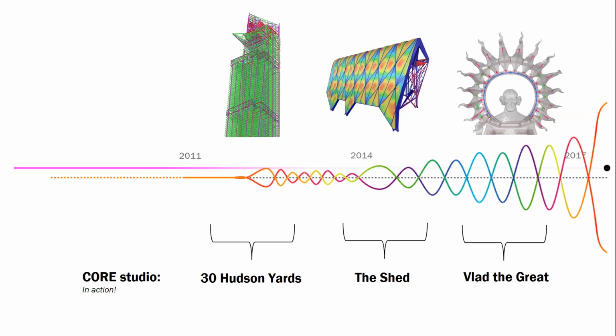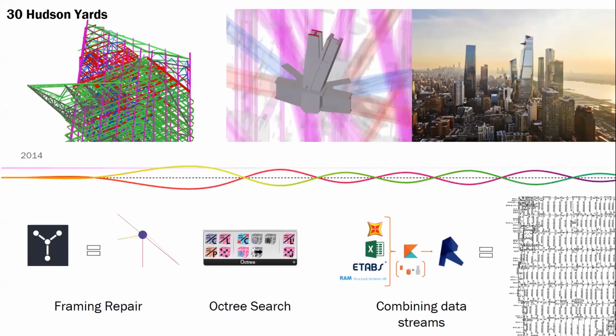This was an early project in the Core Studio days. A super tall tower in New York City, steel building, very complicated geometry, presented all sorts of problems. I'm also going to talk briefly about The Shed, which I'm sure everyone here is familiar with in New York, Diller Scofidio + Renfro's building at Hudson Yards. And then a somewhat random project, Vlad the Great. All three of these are going to be designed to illustrate how the projects and the tools are integrated together. So, 30 Hudson Yards. As I said, a super tall tower in New York, very complicated steel geometry.